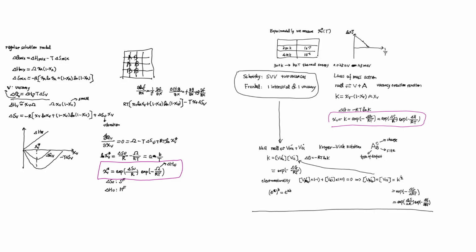So minus 1 is indicated using a prime. Minus 2 is a double prime. And plus charge is indicated using a dot. So plus 1 is one dot, plus 2 is two dots.